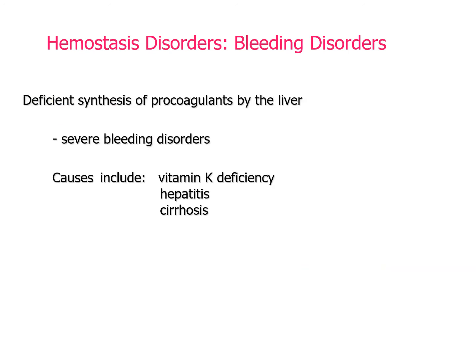Now, another disorder of hemostasis is bleeding disorders because of deficient synthesis of the clotting proteins involved in the clotting cascade. The procoagulant proteins, all the different clotting factors. I told you they're synthesized in the liver and secreted into the bloodstream. People who have deficient levels of these procoagulant proteins or clotting factors can get very severe bleeding events.